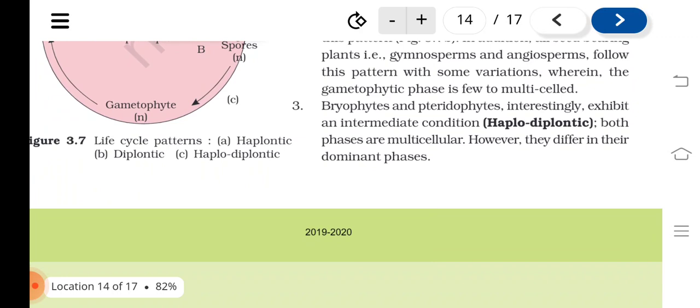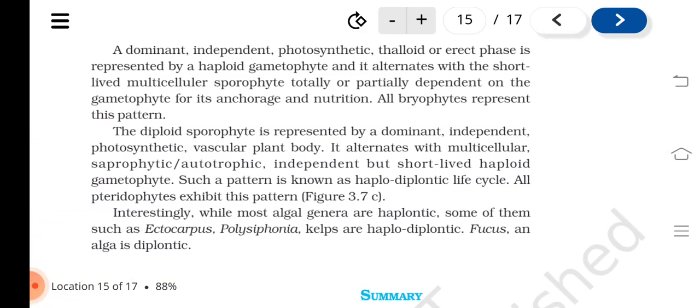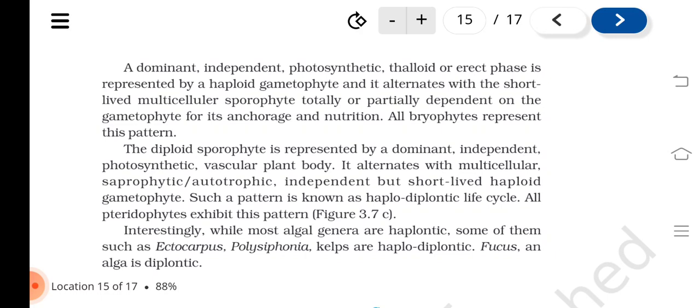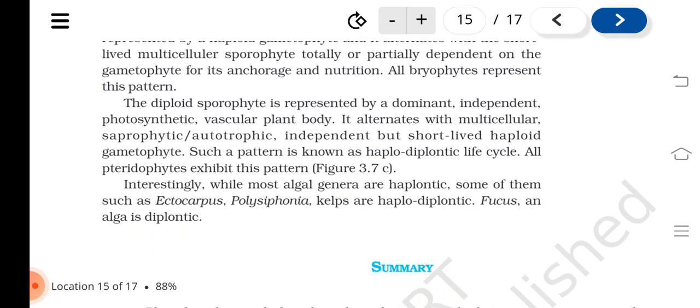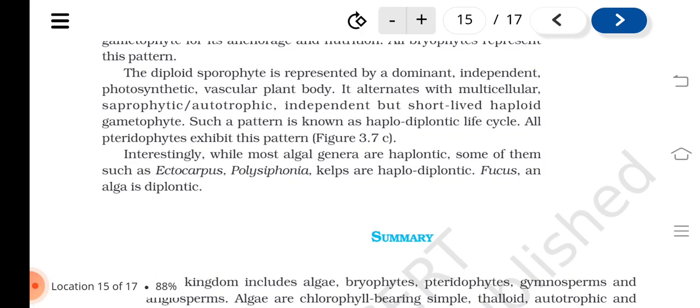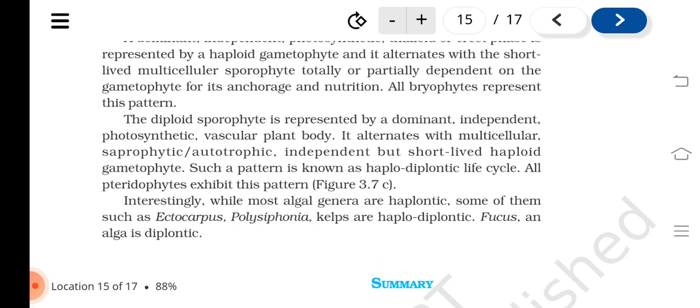Both phases are multicellular, however they differ in their dominant phases. A dominant independent photosynthetic thalloid or erect phase is represented by a haploid gametophyte, and it alternates with the short-lived multicellular sporophyte, totally or partially dependent on the gametophyte for its anchorage and nutrition. All bryophytes represent this pattern. The diploid sporophyte is represented by a dominant independent photosynthetic vascular plant body. It alternates with a multicellular saprophytic or autotrophic independent but short-lived haploid gametophyte. Such a pattern is known as haplodiplontic life cycle. All pteridophytes exhibit this pattern, figure 3.7c. Interestingly, while most algal genera are haplontic, some of them such as Ectocarpus, Polysiphonia and kelps are haplodiplontic. Fucus, an alga, is diplontic.